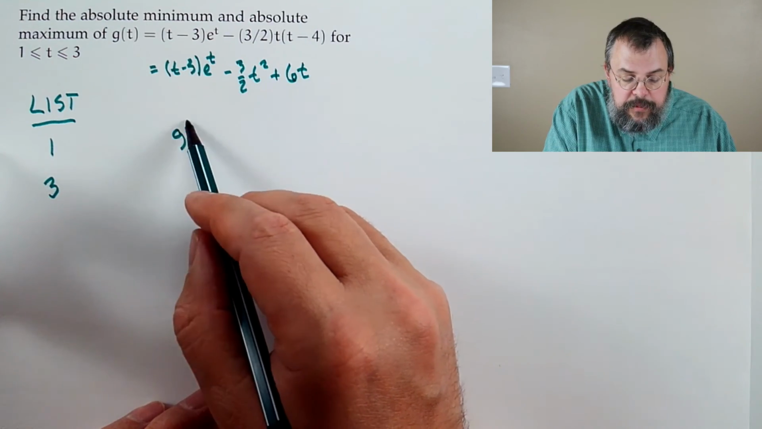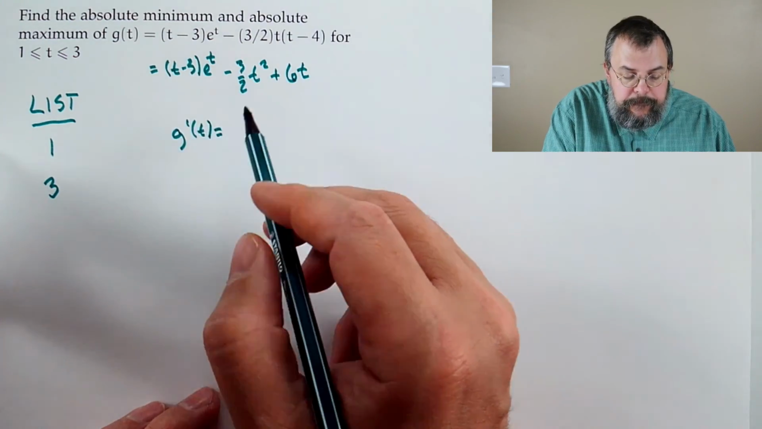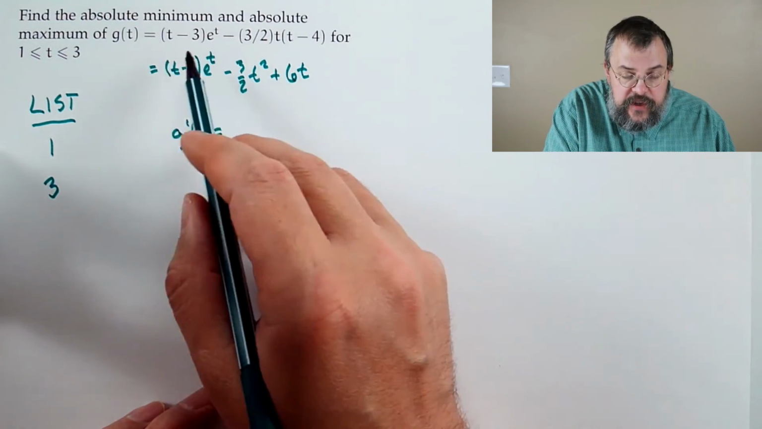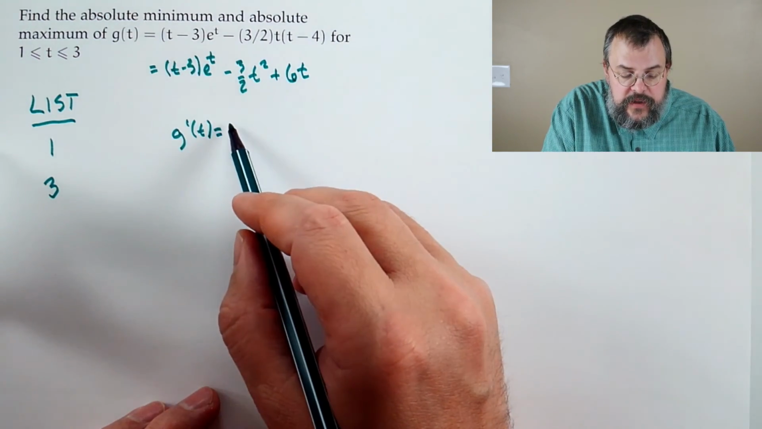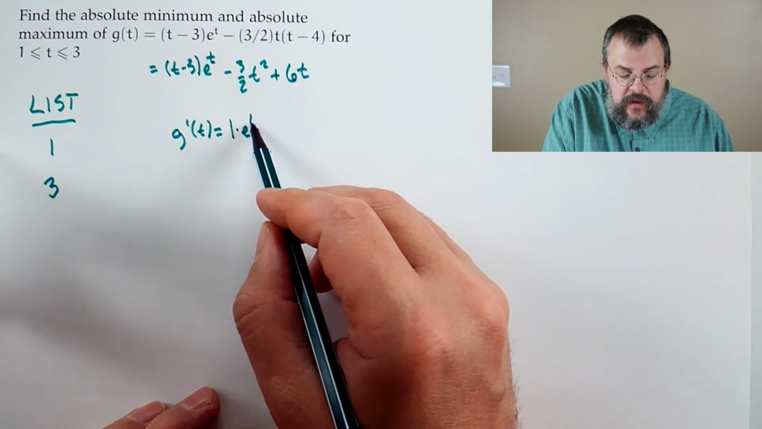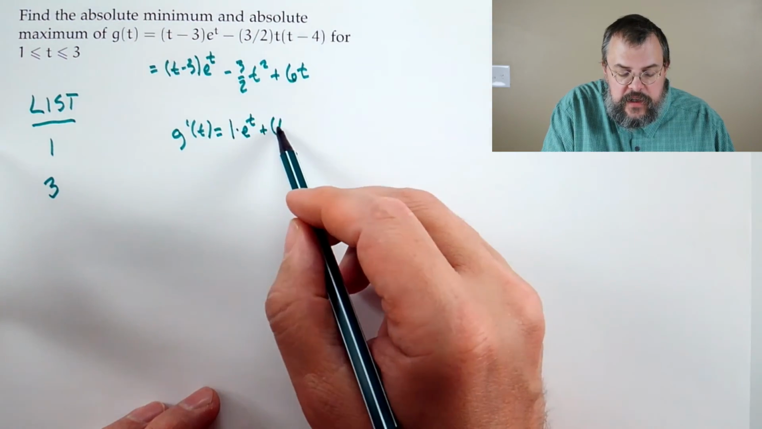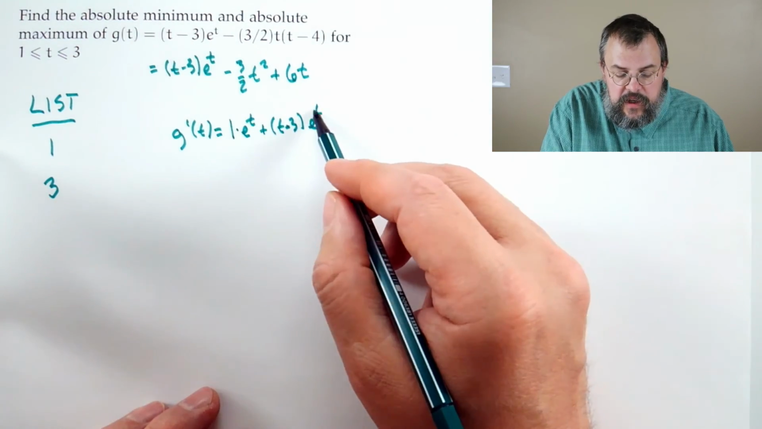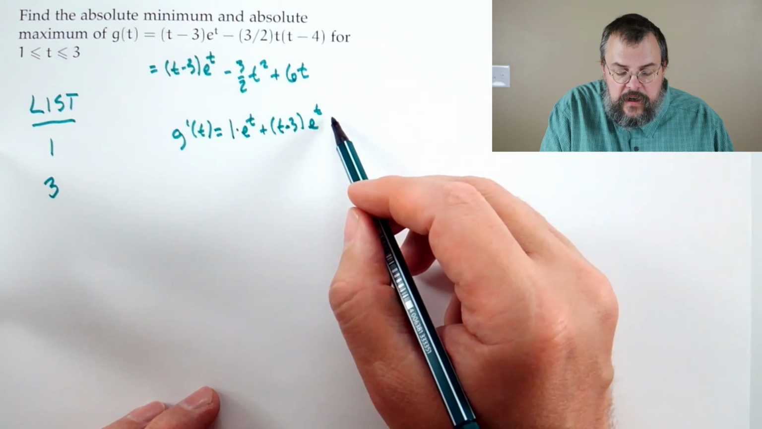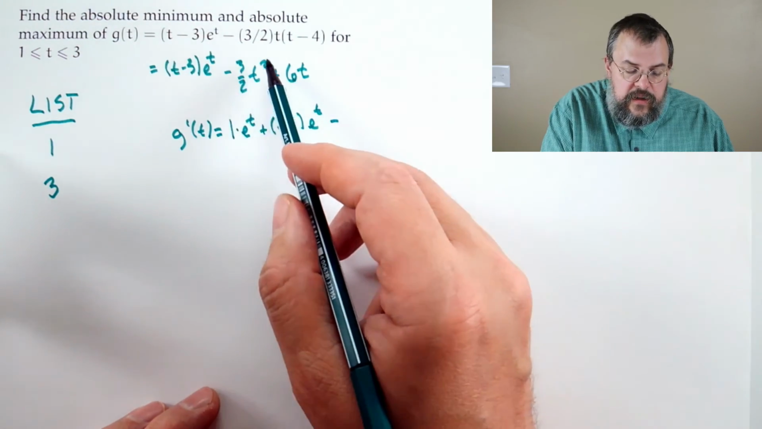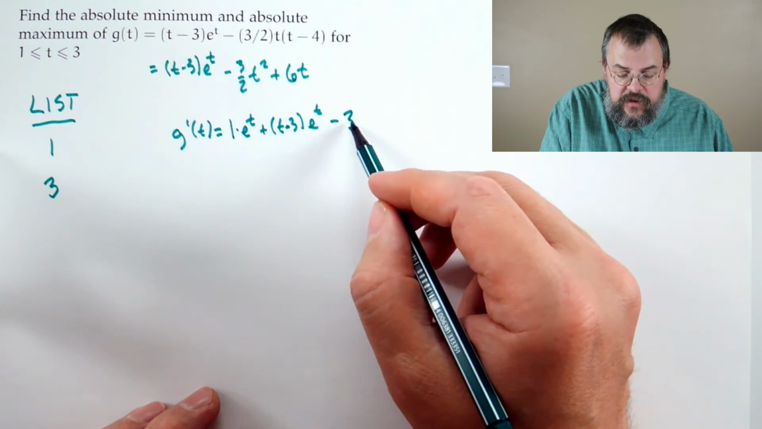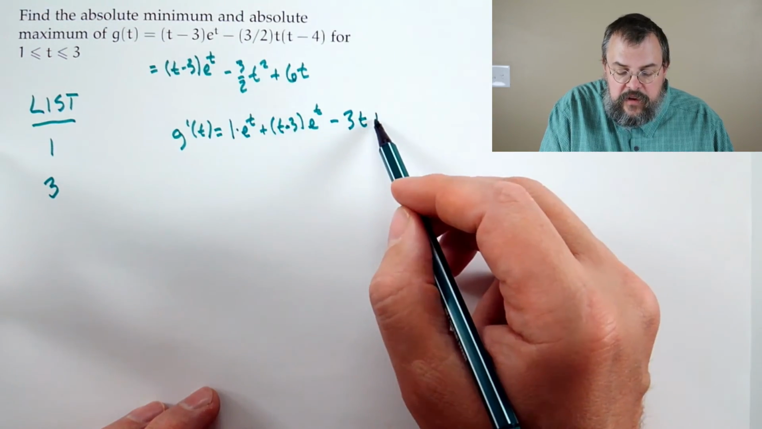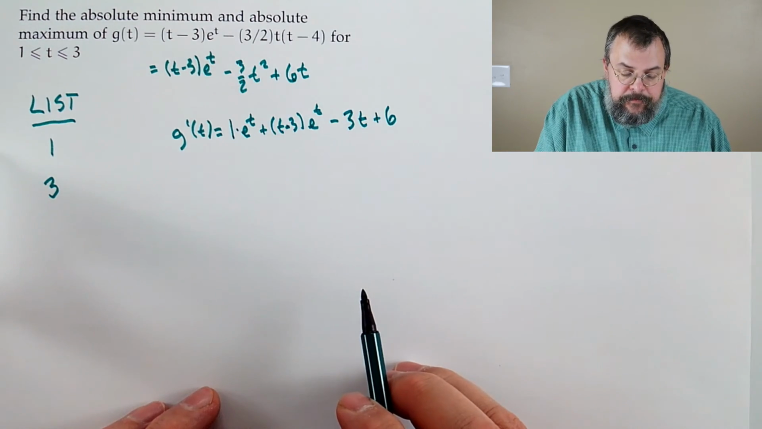So g prime of t. Take the product rule. Get rid of the first. I'm thinking of t minus 3 as being the first function. Get rid of the first is 1 times the second plus the first, t minus 3, times the derivative of the second, which is e to the t. Then here, 3 halves t squared, the 2 comes down, so it'll become minus 3t. And then here, plus 6, because the derivative of 6t is 6.